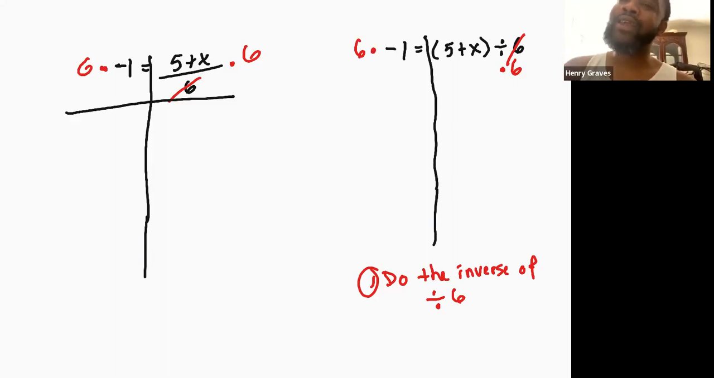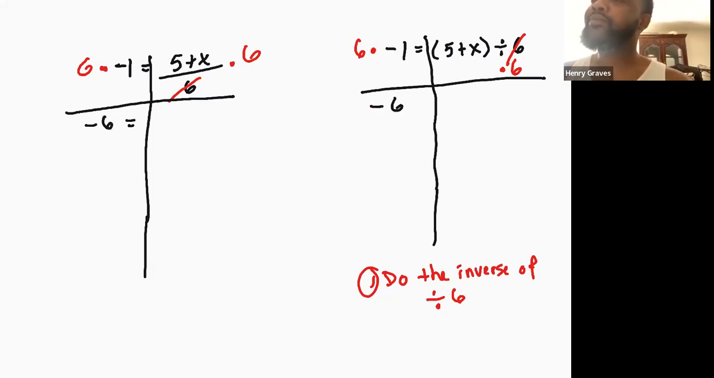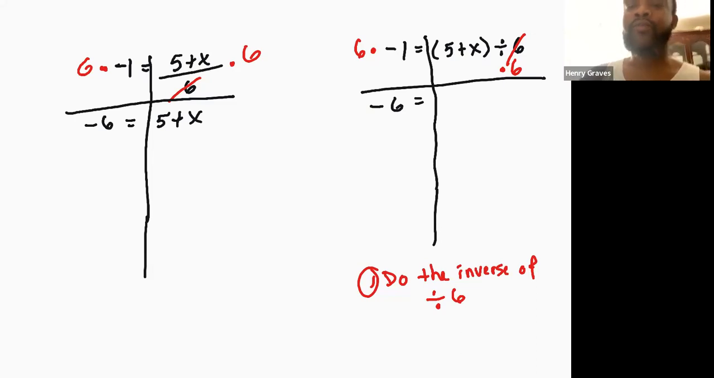6 times -1 is -6. And of course, some of you are going to say, why is it -6? I'm going to show you shortly after I finish both sides here. There's a cool little trick I like to show. It's called tic-tac-toe, 3 in a row. So let me make sure. Oops. I shouldn't have done that.